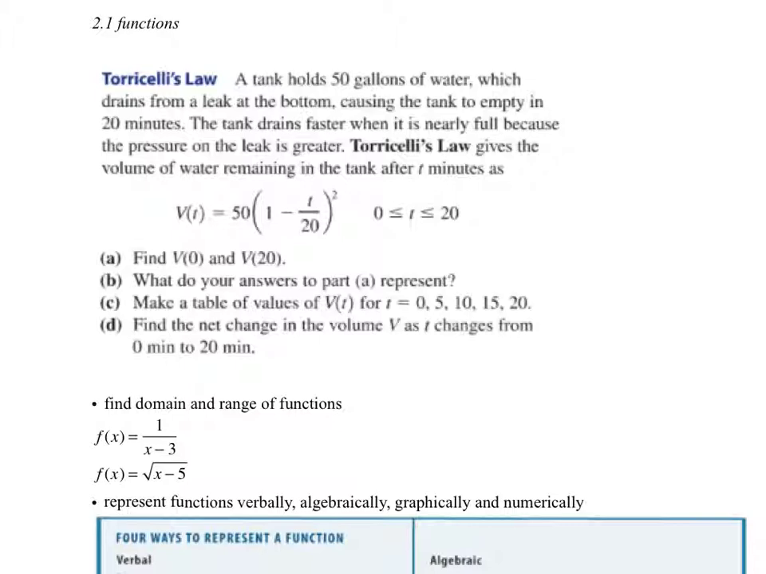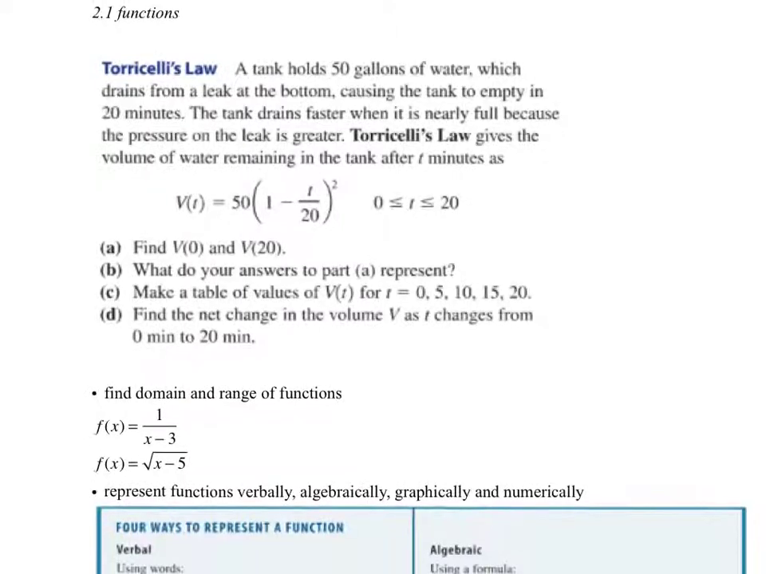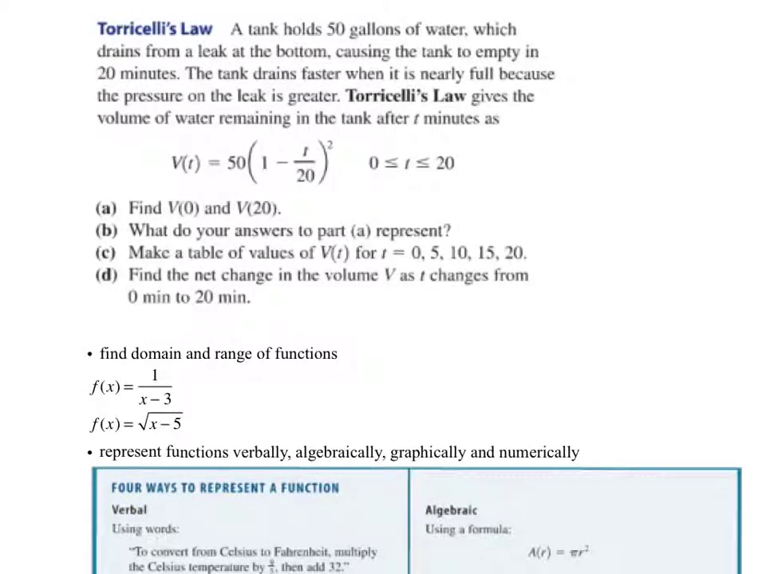We worked on this problem, Torricelli's law, in class. I'm not going to redo that one here. We did a lot of work on that one in class.